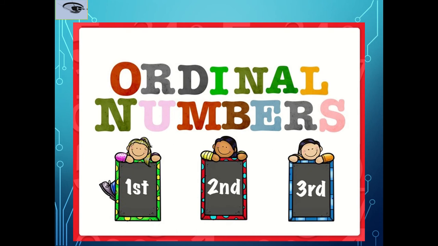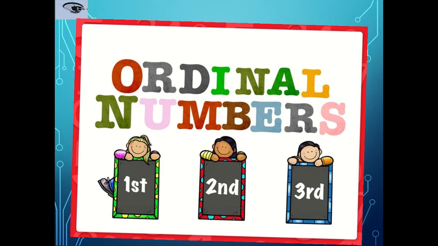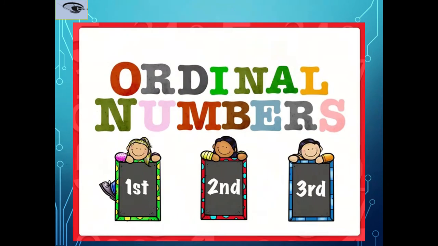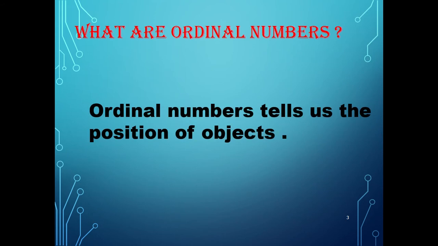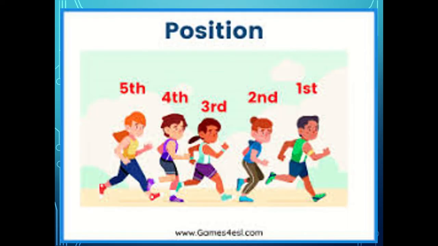Children, today the new topic for maths is ordinal numbers. So, what are ordinal numbers? Ordinal numbers tell us the position of objects. So, children, what are ordinal numbers? They tell us the position of objects. Like, as you see in the picture, first, second, third, fourth, fifth. They are the position of these children.